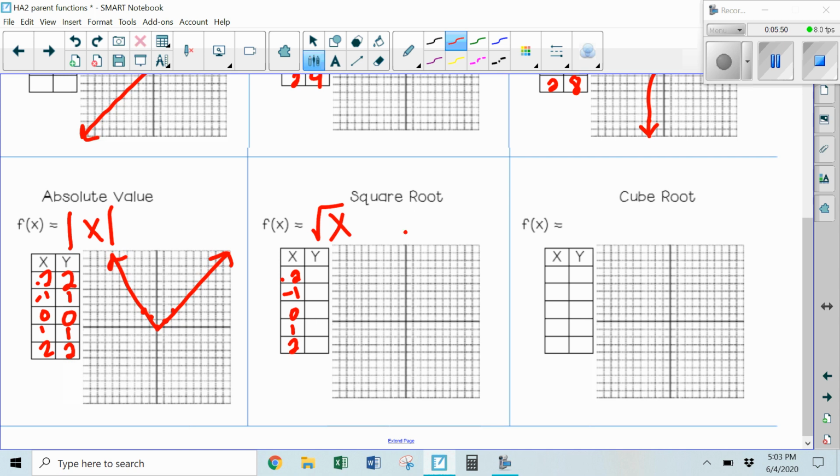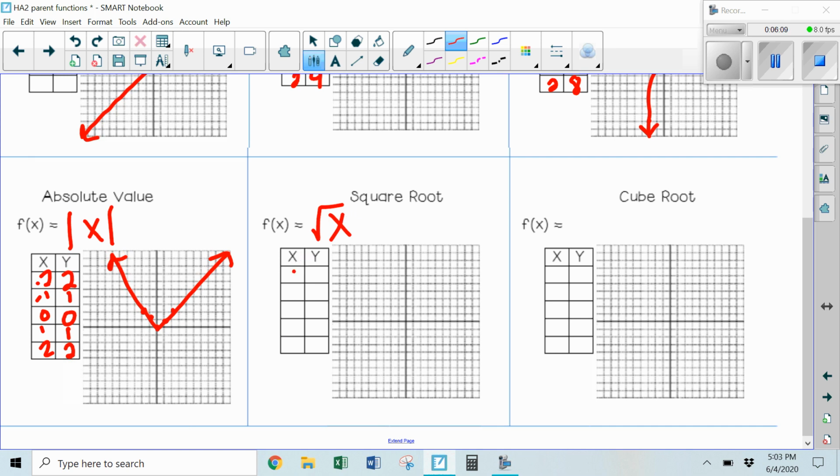Because what happens when I take the square root of -2? You can't take the square root of a negative. You're not going to get a real number, so you're not going to get any points there. So I'm actually not going to put negatives in my table. So I'm going to erase that table. That's a bad table. It works well for the first couple, but not for this one.